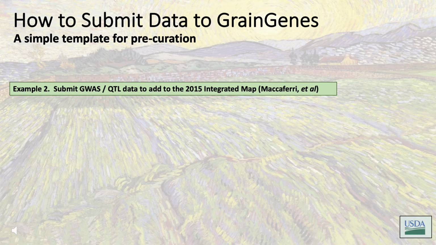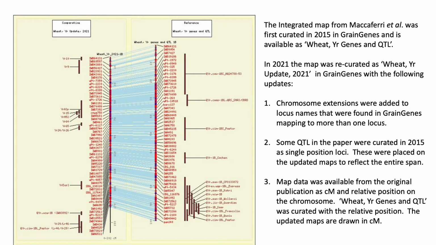In this example, we'll demonstrate how to submit GWAS or QTL data to add to a map that already exists in GrainGenes. In this case, the 2015 integrated map from Maccaferri et al. The integrated map from Maccaferri et al. was first curated in 2015 and is available as wheat, YR, genes, and QTL. In 2021, the map was re-curated as wheat, YR Update 2021 with the following updates.